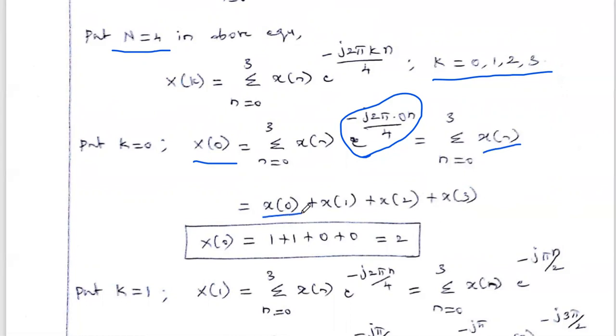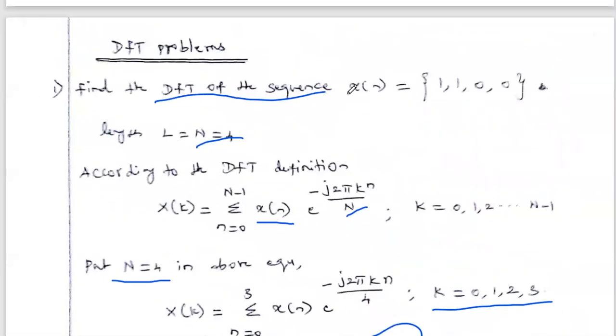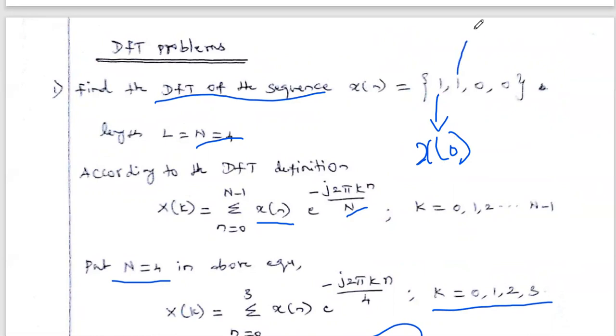What is meant by x of 0, x of 1, x of 2 and x of 3? In the given input sequence, x of n is given. In x of n, this first sample, 1, is said to be x of 0, that is, the value of x of n at index n equal to 0. Then the second sample is x of 1, the value of x of n at n equal to 1. This 0 is x of 2, and this 0 is x of 3.